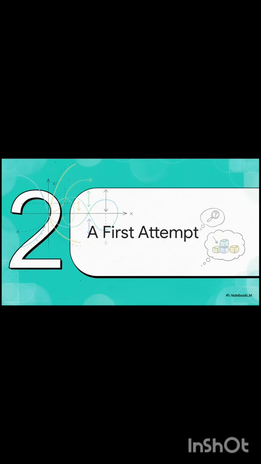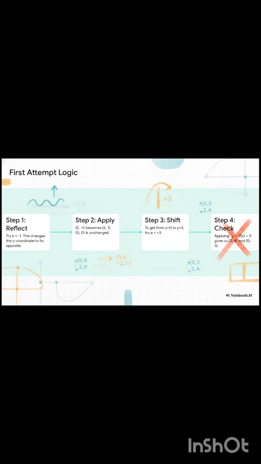Now, for our first attempt, a great way to solve problems is just to start simple. So let's try the most straightforward, obvious transformations first and see what happens. Okay, the logic here is pretty solid. Let's just try a simple reflection. That means we set k equal to -1. This just flips our starting y values, so -1 becomes +1, and, well, 0 stays 0.